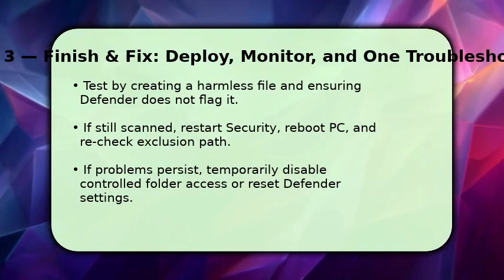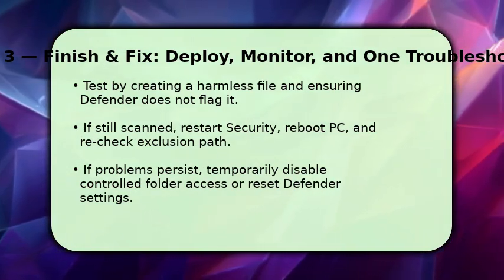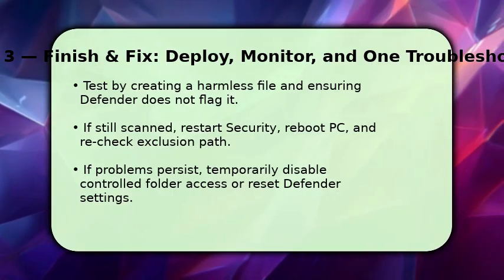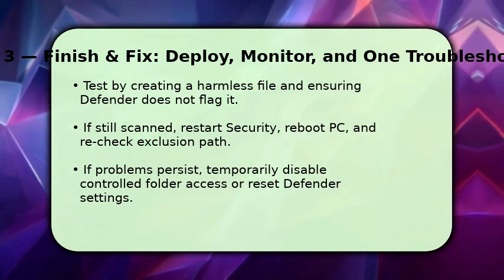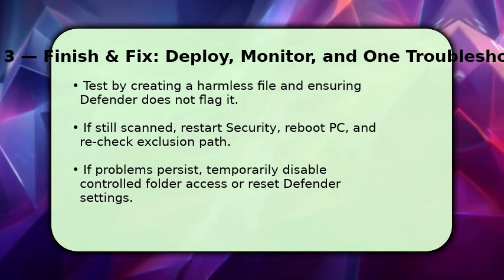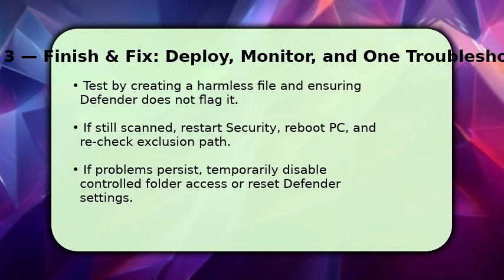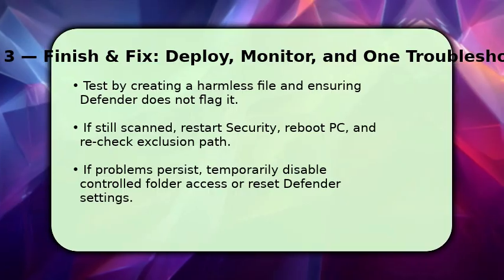Finish by testing the exclusion. Create a harmless file inside the excluded folder and observe Defender behavior. This proves the change took effect. If Defender still scans the folder, restart Windows Security, then reboot your PC and recheck the exclusion path for mistakes.